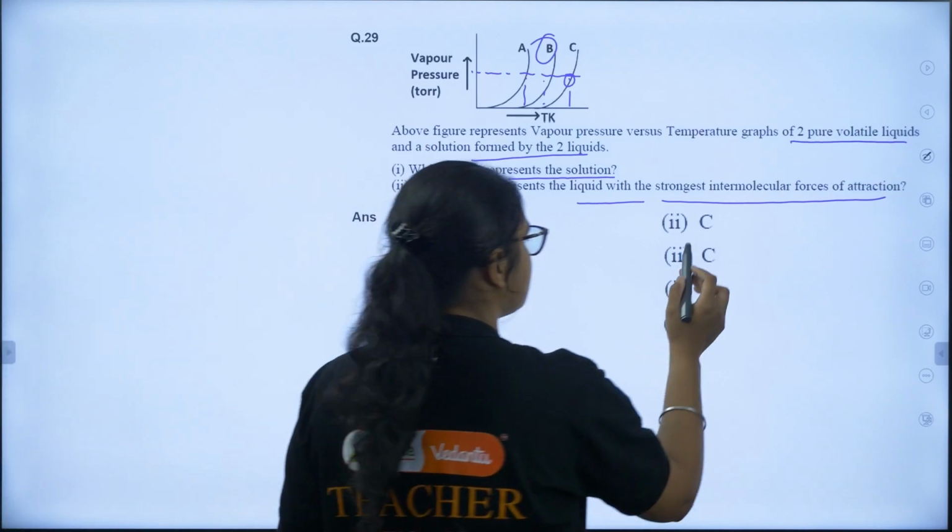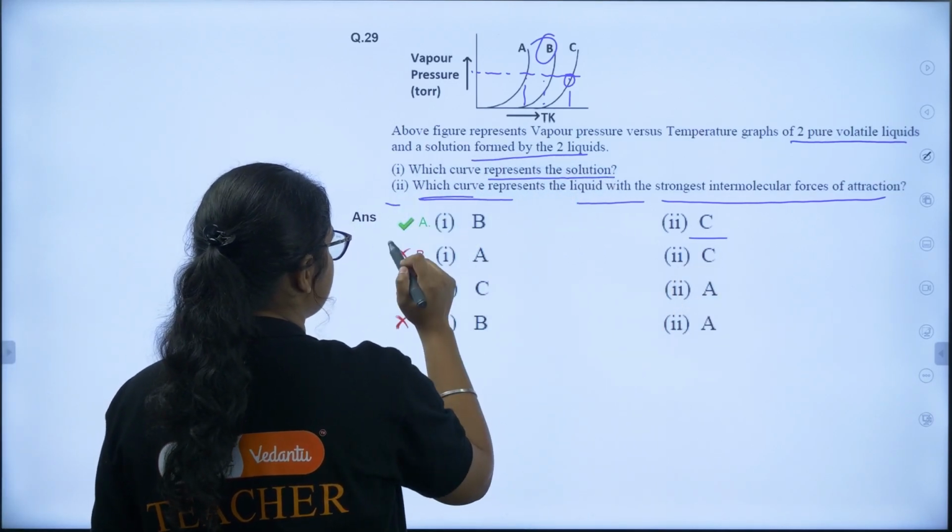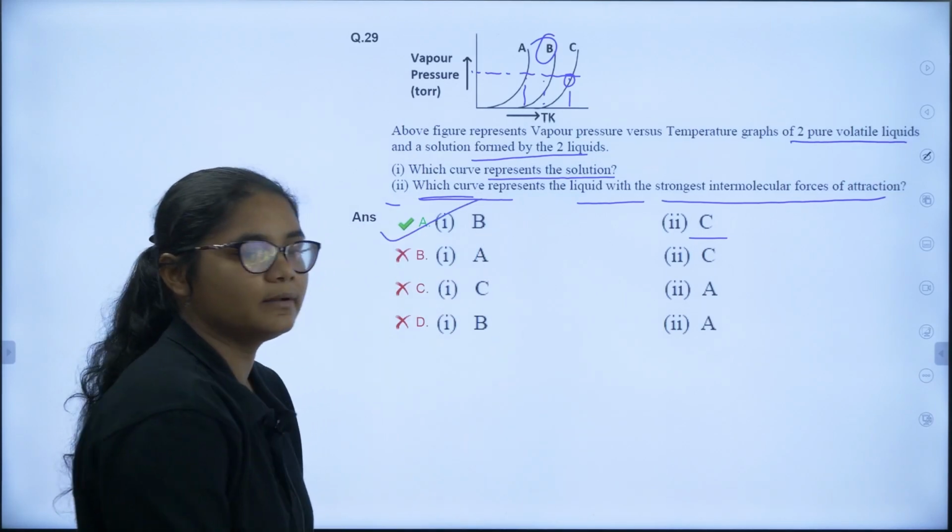So C will be the answer for this one, and this one answer will be B. So the correct answer is option number A.